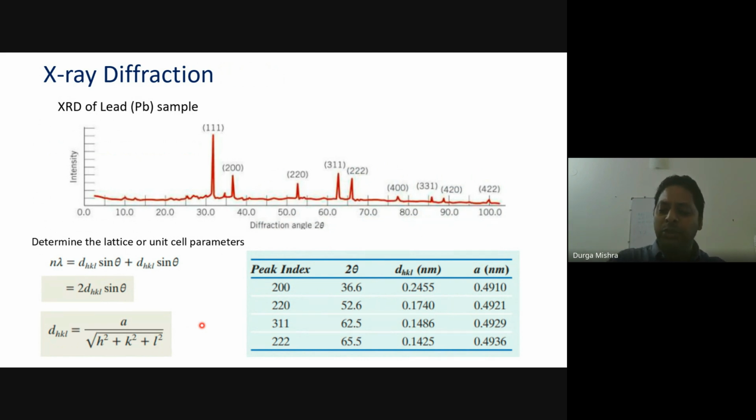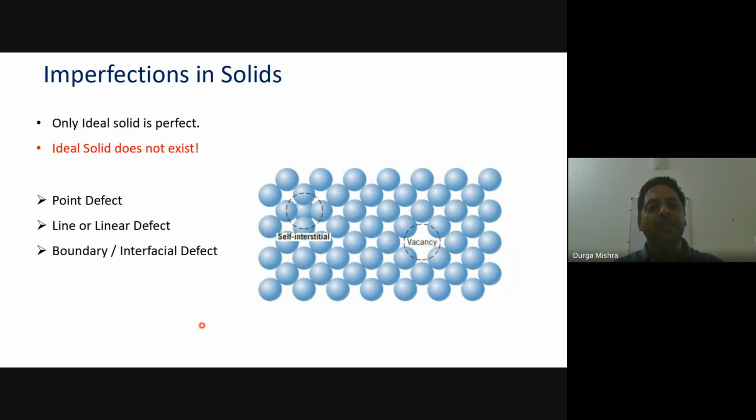Okay, so the next topic that we are going to discuss is what we call imperfections in solids, or defects basically. So far we have discussed crystals which are perfect in nature, but nothing is perfect in nature. There is no ideal solid that exists. That means there will always be some defects or imperfections in a solid.